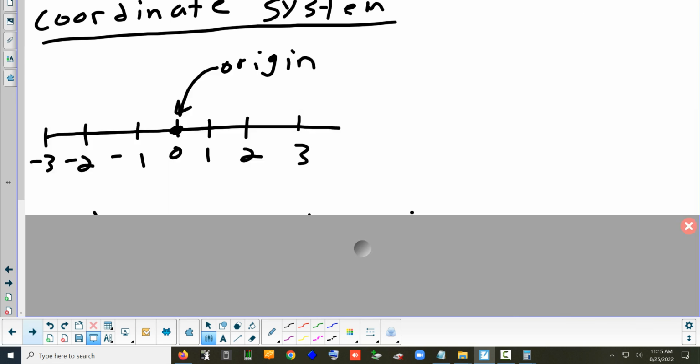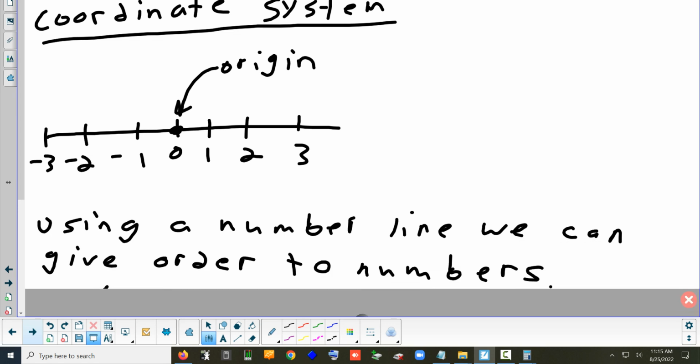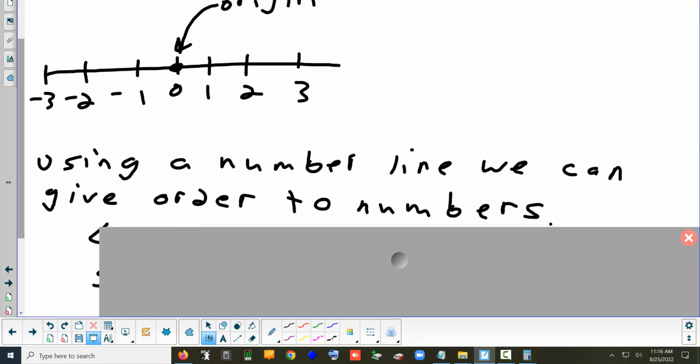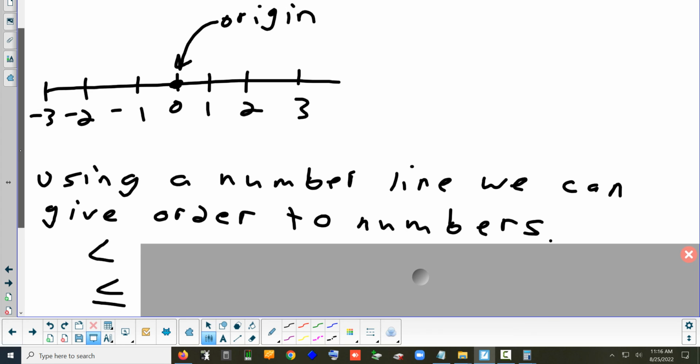All right, coordinate system. We'll do 1D first, and we'll get into 2D. If you have just a number line, 0 in the middle, positive numbers to the right, negative numbers to the left. When you create a number line, essentially you're giving order to things. You're creating a hierarchy of numbers, where some are bigger than others. Bigger numbers are always to the right, smaller to the left.